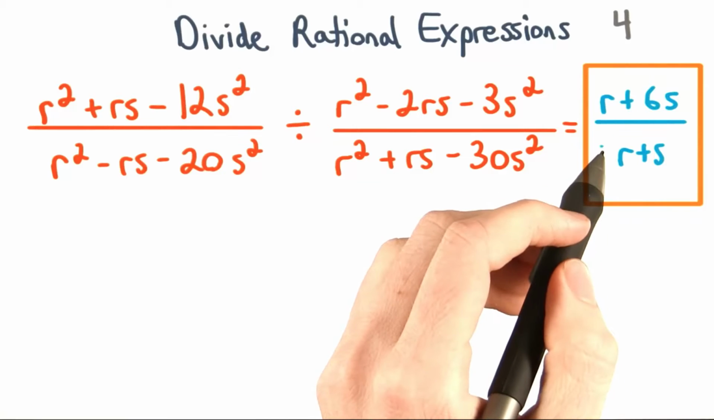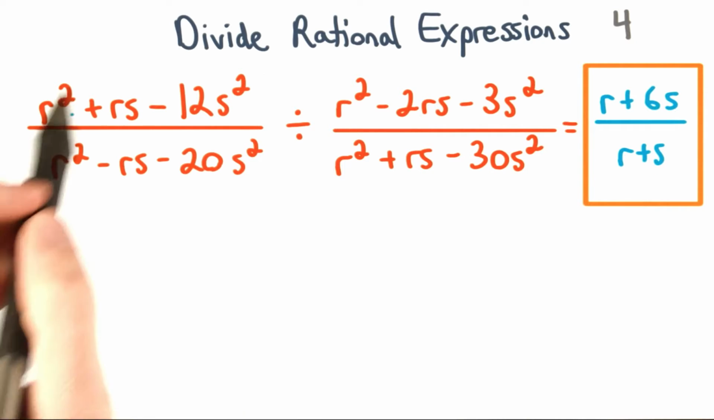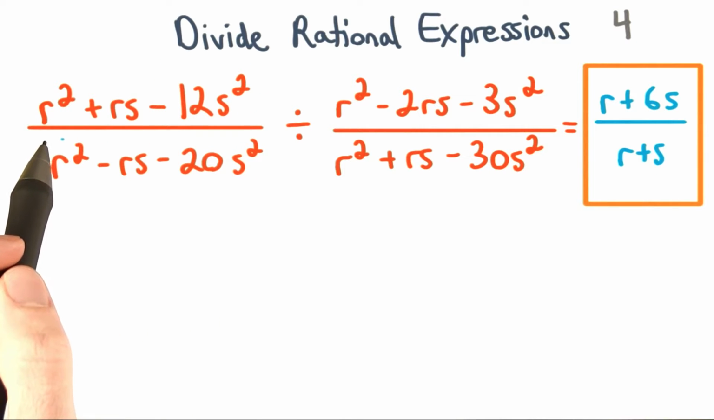r plus 6s divided by r plus s is correct. That's some amazing work with rationals if you're getting it right. You might have been stumped on how to factor one of these. If so, watch me do the first one and then see if you can finish tackling this problem.